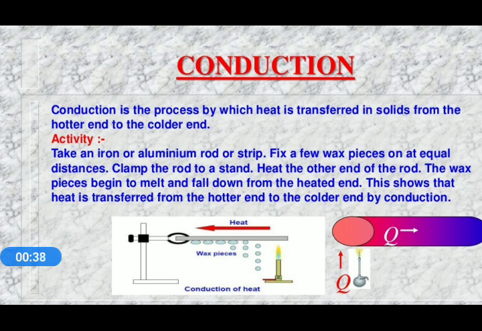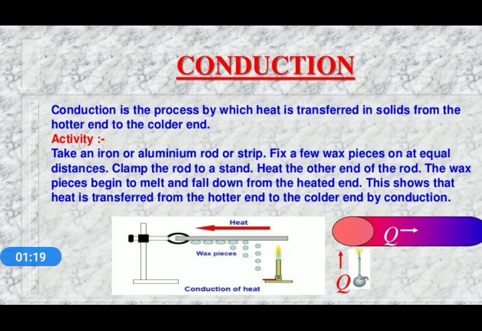To understand better, we will see an activity. Take an iron or aluminum rod or strip, fix a few wax pieces on it at equal distances, clamp the rod to a stand, and heat the other end of the rod as shown in the figure. The wax pieces begin to melt and fall down from the heated end. This shows that heat is transferred from the hotter end to the colder end by conduction.